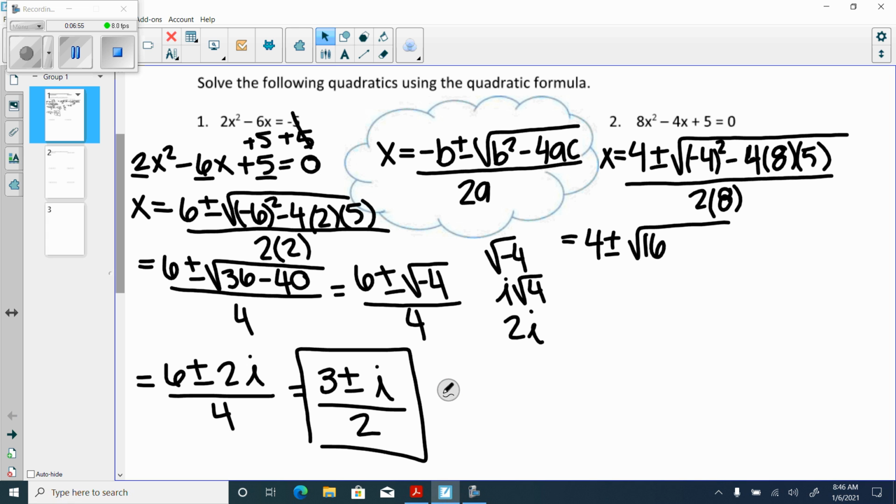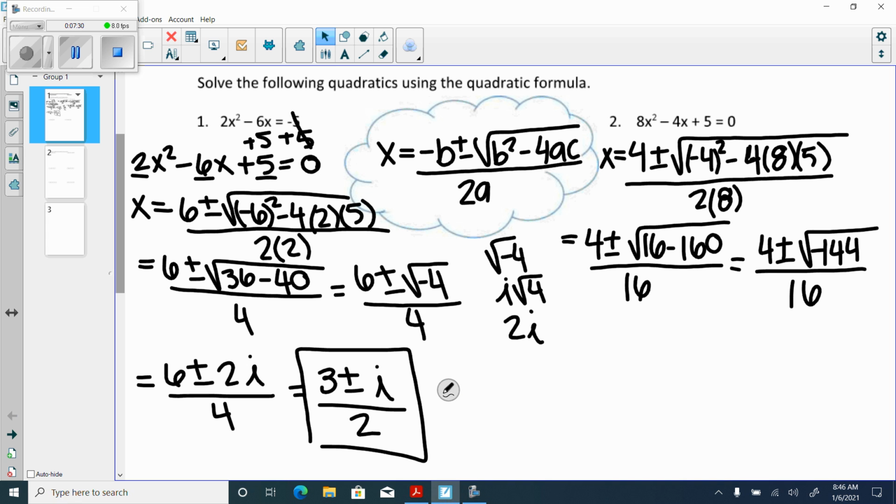Good. Times 5. Right. So we have negative 160. And this is all over 2 times 8, which is just 10. And then the last thing we can simplify under that radical is to subtract, right? So what is 16 minus 160? Good. So we've got 4 plus or minus the square root of negative 144 all over 16.